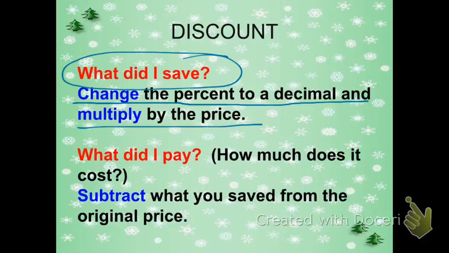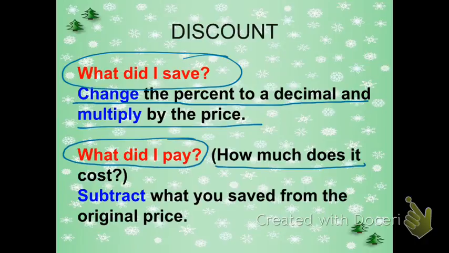If it says, what did I pay, or what did the person pay, or it could be worded, how much does it cost, you're going to figure out what you save and then subtract it from the original price. Okay, so you have an extra step when you have to figure out how much you have to pay. You have to subtract it from the original price.